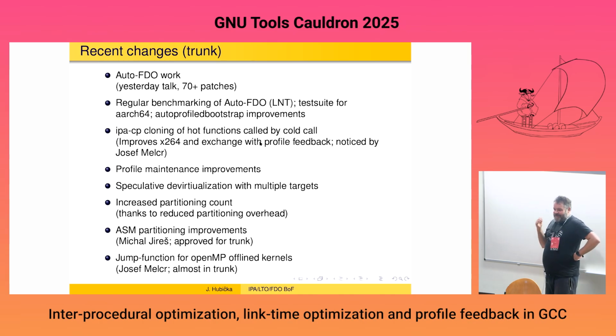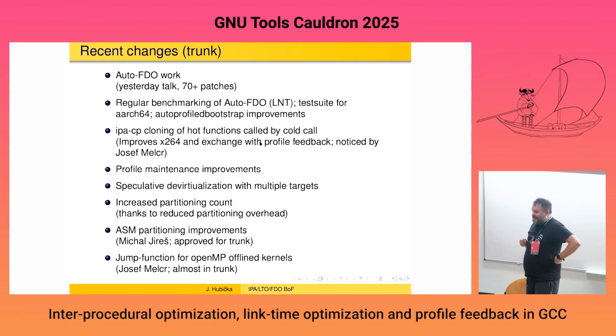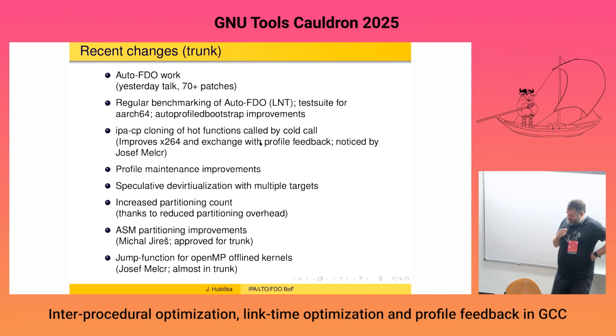As a consequence, the IPCP is much more busy in the mainline than it is on the release branches. And that means that it also runs out of the allowed growth of the program. So for DeepSjeng, it's really producing 30% extra code for no speedup, which is interesting. We got profile maintenance improvements, which was necessary for AutoFDO. We got the speculative devirtualization for multiple targets, which is a very easy patch, but it would be nice to get it used.